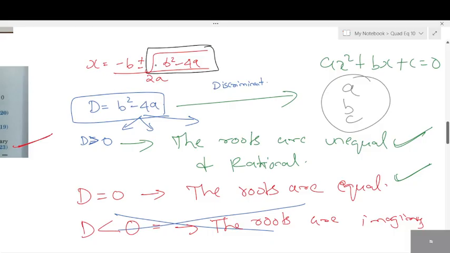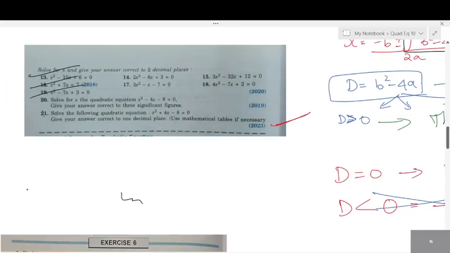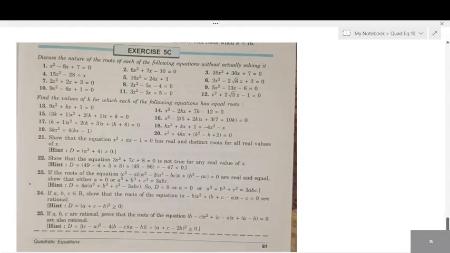And the term given for b square minus 4ac is known as the discriminant. That has 3 cases: greater than 0, equal to 0, less than 0. Look here. Can you see here? In your textbook, you'll get this. This topic, we call it nature of root.